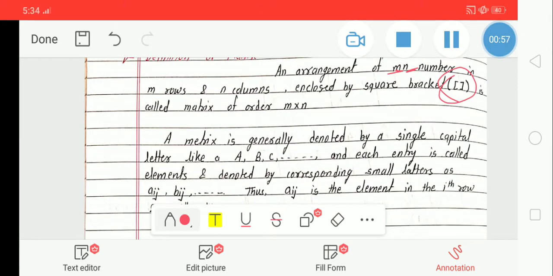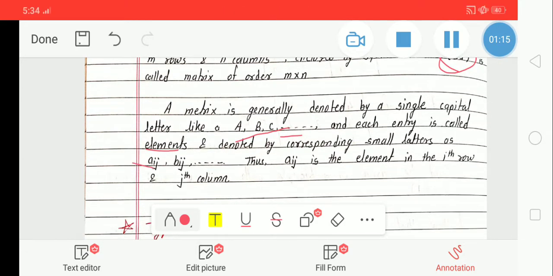A matrix is generally denoted by a single capital letter, that is capital A, capital B, capital C and so on, and each entry is called an element, denoted by the corresponding small letter like a_ij, b_ij. And this a_ij is the element in the ith row and jth column, which means i is the ith row and j is the jth column.